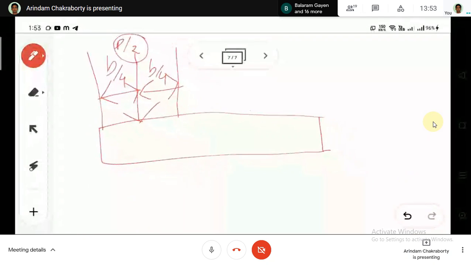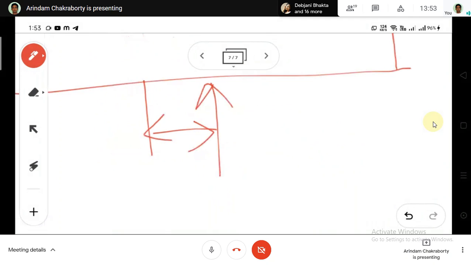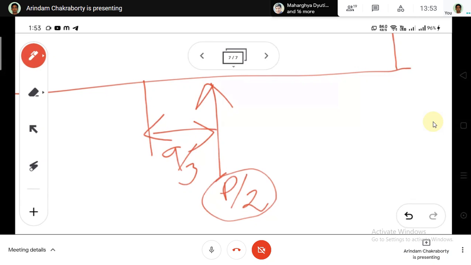Is it clear? Next, there is one more load over here, and the length from here to here is A by 3, and this is also P by 2. Is it clear?